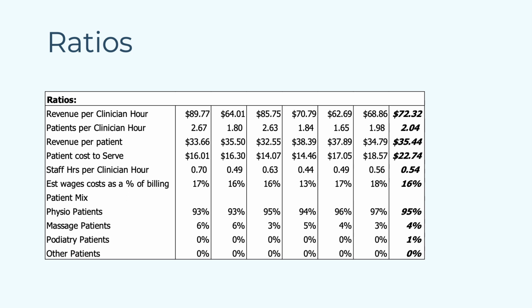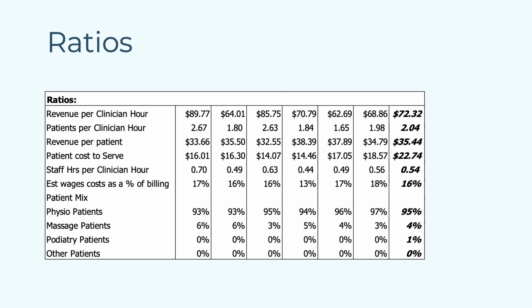My income I want is this. What fee per hour that I work and how many hours per week do I need to work to generate that fee or to generate that total revenue? And that will really come down to be a product of the patients you see per clinician hour and the revenue per patient. Multiplying those two together will give you the revenue per hour.